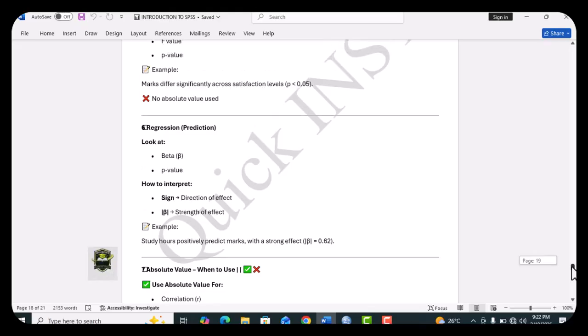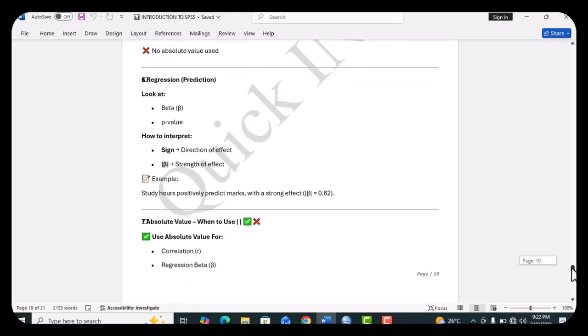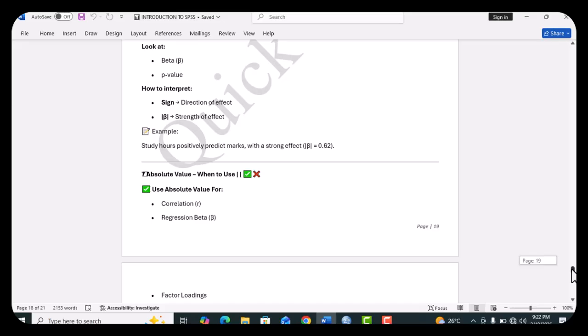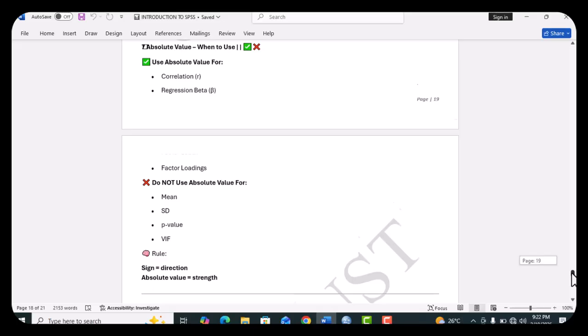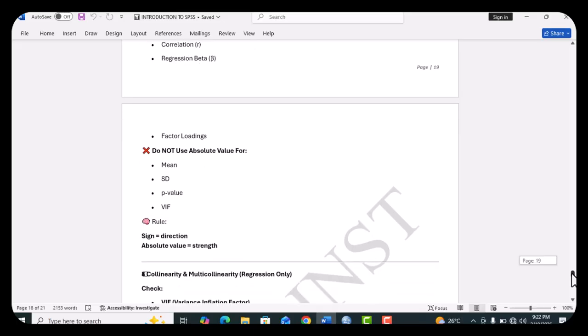The absolute value is only used for correlation and regression. Do not use absolute value for mean and standard deviation. You don't need absolute value for p-value and variance inflation factor either. Absolute value is the strength, and the sign is the direction. So take note of that too.